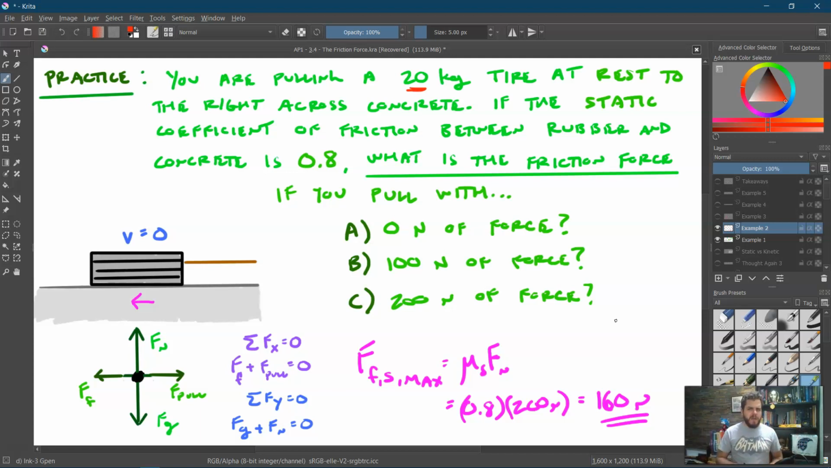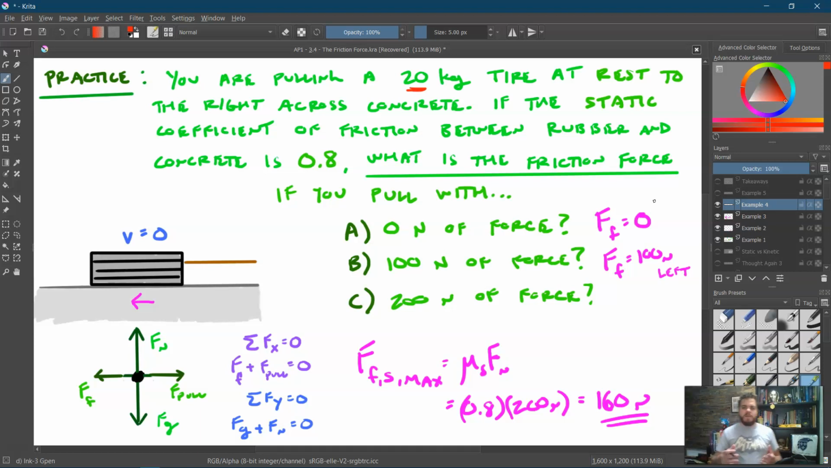So if I pull on the tire with 0 newtons of force, basically not pulling it at all, what's the friction force? Well, if I don't pull, the tire is not going to move, so if I don't have any forces to the right, there better not be any forces to the left. The friction force is actually just going to be 0 here. The only forces acting on the tire would be the normal force and the gravitational force. But now, let's say you start pulling on it with 1 newton, it pulls 1 newton back, 2 newtons back. So if I pull with 100 newtons, the static friction force is going to be 100 newtons to the left.